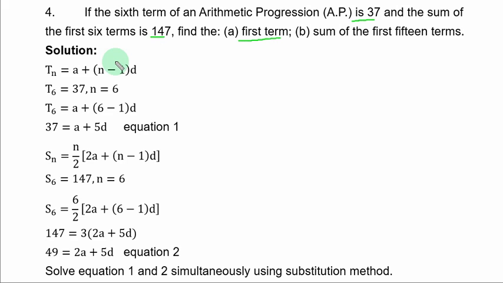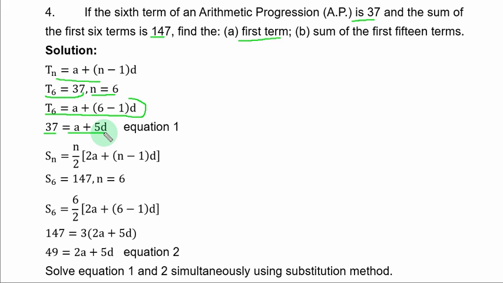So we go by the nth term formula of an AP. The sixth term, T sub 6, is equal to 37. At this point, n is 6. So you have T sub 6 equal to the first term, unknown, plus bracket open n, which is 6, minus 1, bracket close, times the common difference D, unknown. The sixth term, 37, equals A plus 5D. Let's call that equation 1.